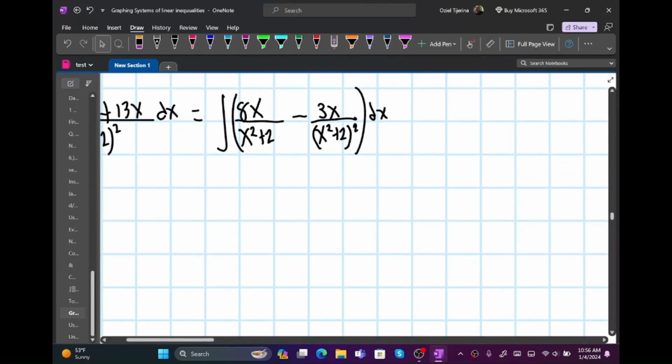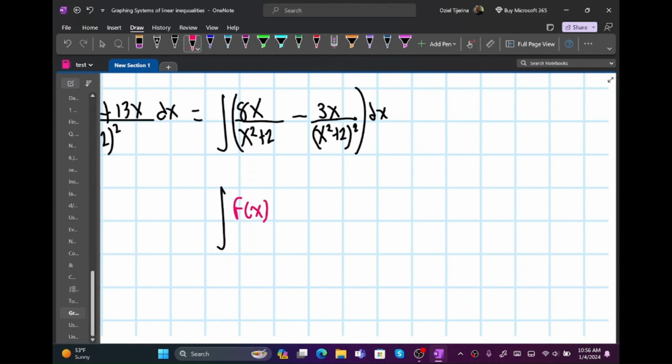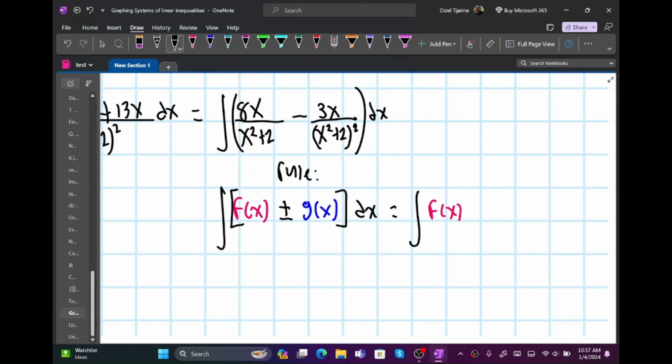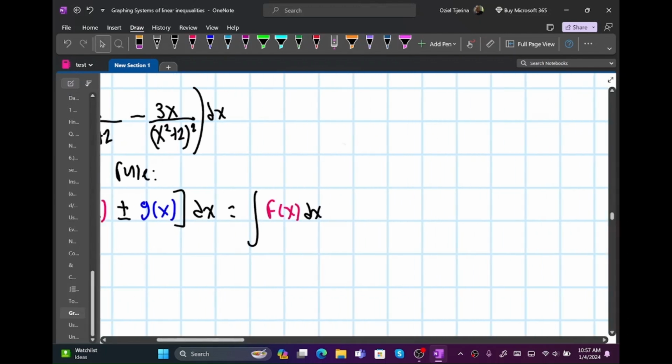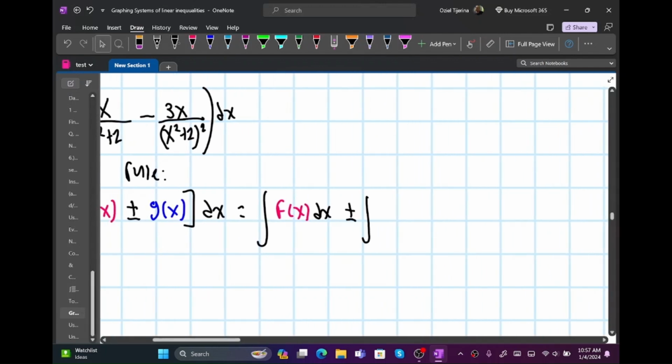Now, I just want to reiterate that the integral of some function f of x plus or minus g of x, this entire thing dx, is equal to the integral of f of x dx. Basically you split it up into two different integrals, and then plus or minus the integral of g of x dx.